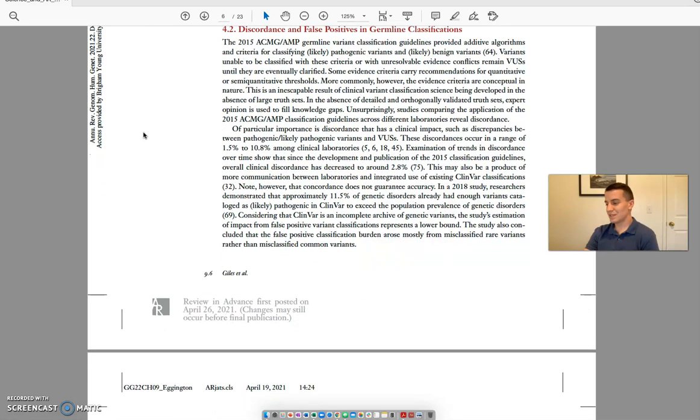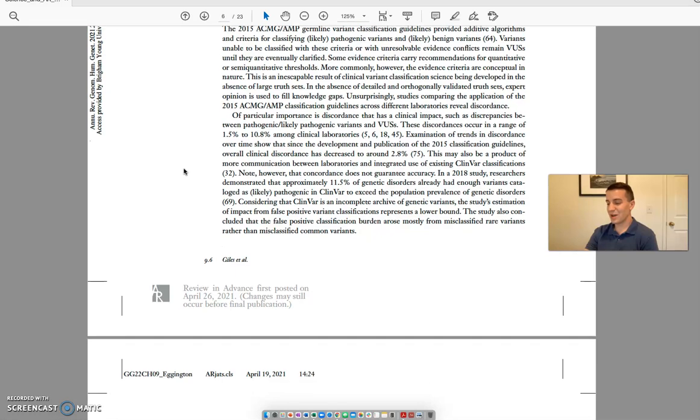In a 2018 study, researchers demonstrated that approximately 11.5% of genetic disorders already had enough variants cataloged as pathogenic or likely pathogenic in ClinVar to exceed the population prevalence of genetic disorders. Considering that ClinVar is an incomplete archive of genetic variants, the study's estimation of impact from false positive variant classifications represents a lower bound. The study also concluded that the false positive classification burden arose mostly from misclassified rare variants, rather than misclassified common variants.